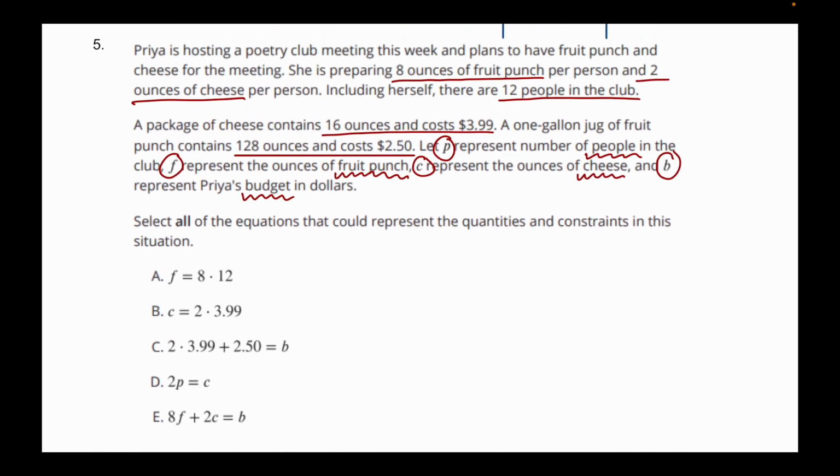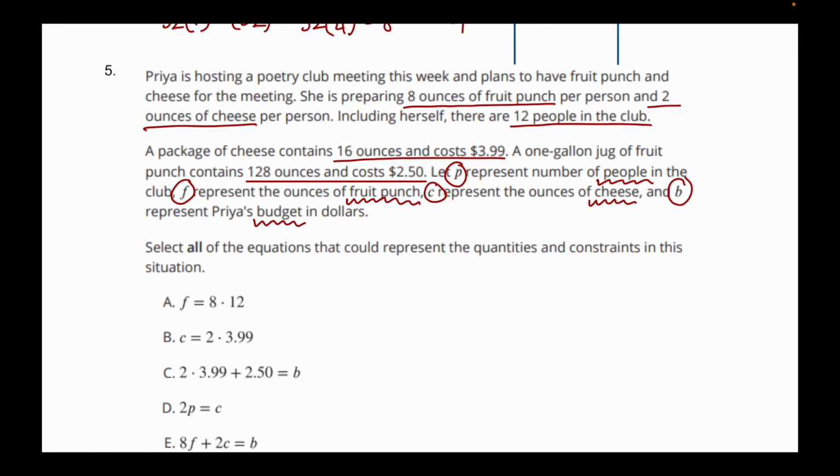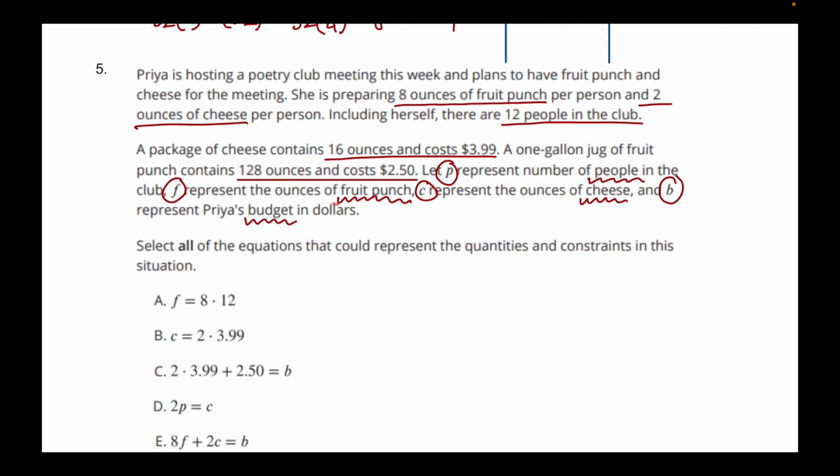If F is equal to 8 times 12, well, F is representing the ounces of fruit punch. Does it make sense to use 8 times 12? Well, she has 8 ounces of fruit punch per person and 12 people in the club. So that does make sense for us on this one. I am going to circle this one and say yes, it is 8 ounces per person, and there were 12 people.